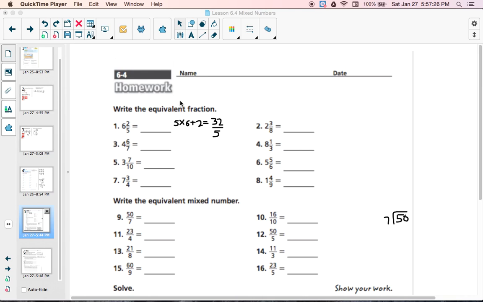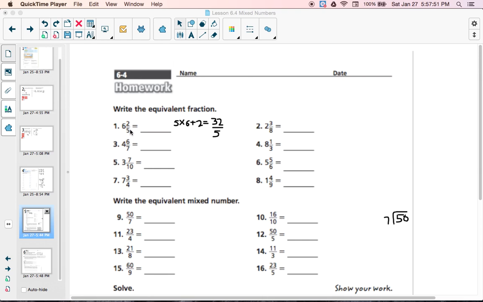All right, let's take a look at the homework for lesson 6.4. It says write the equivalent fraction. You're changing a mixed number, 6 and 2/5, into a fraction. So you could either decompose it or you could multiply the denominator by the whole number and add the numerator.